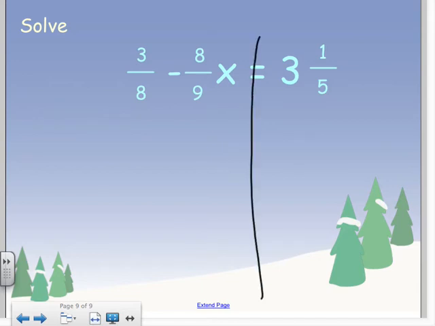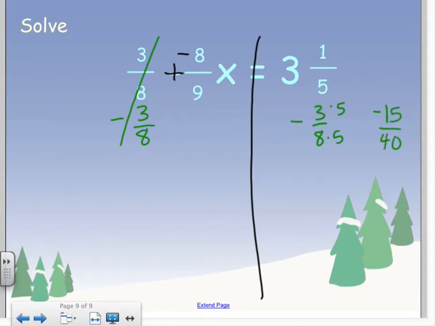So looking at this one, I'm going to change this to plus a negative right off the bat. So first step is opposite of this 3/8 is negative 3/8. So common denominator is going to be 40. So this is negative 15/40. What I might do here, since I'm going to have to make it improper anyways, go ahead and make this improper. So 3 1/5 is really 16/5, right? And I'm multiplying it by 8 to make it into 40ths.